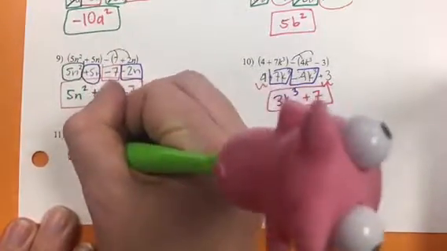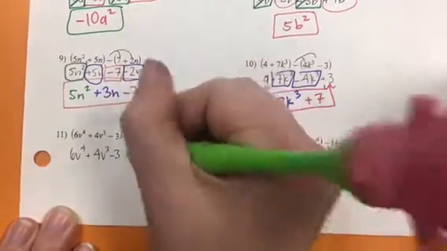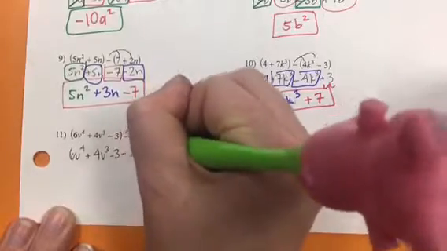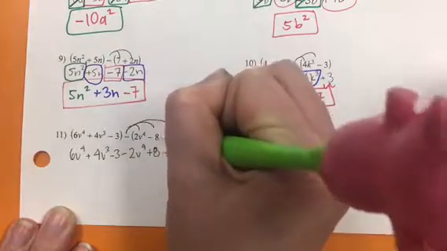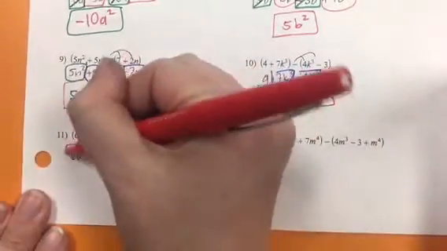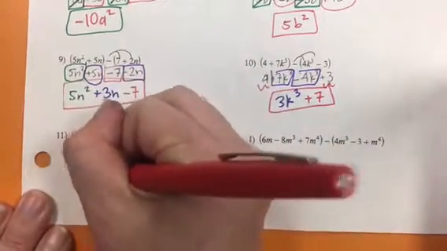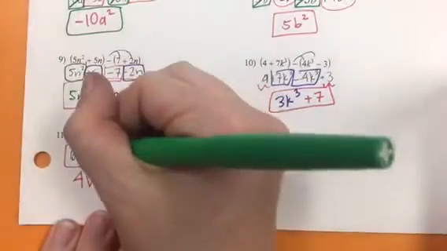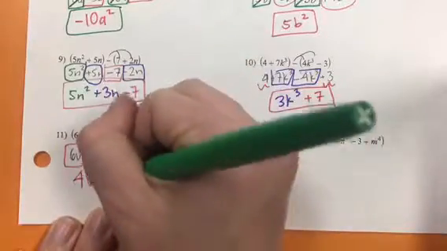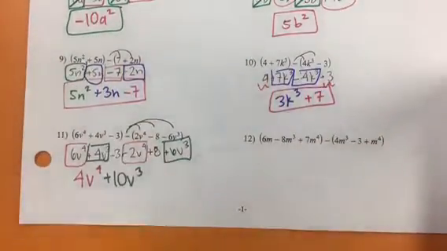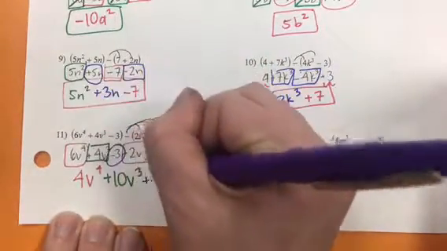6v to the 4th plus 4v cubed minus 3. Distribute that negative in, which makes that positive become a negative 2v to the 4th, a positive 8, and a positive 6v cubed. Power of 4 is the biggest. 6 minus 2 is 4. V cubed, 4 plus 6 is 10. Negative 3 and positive 8 is 5.